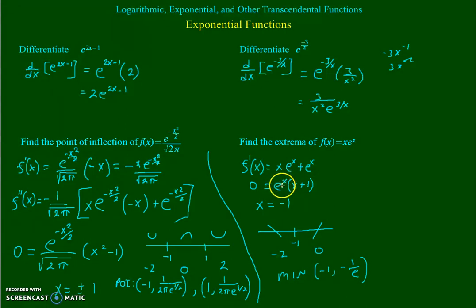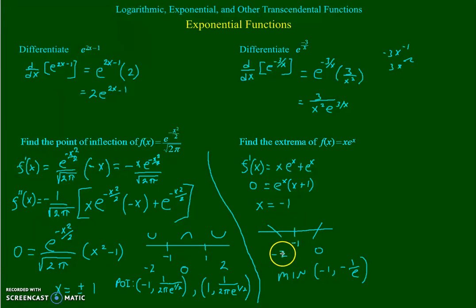There's no way to drive this to 0 because even if x is 0, e to the 0 is just 1. So this never goes to 0. And that's all we're left with is x plus 1 equals 0. Therefore, x has to be negative 1. We set up our first derivative test here with the critical number being negative 1.